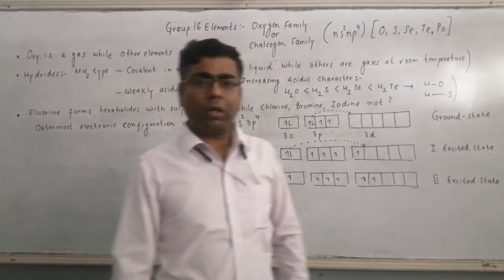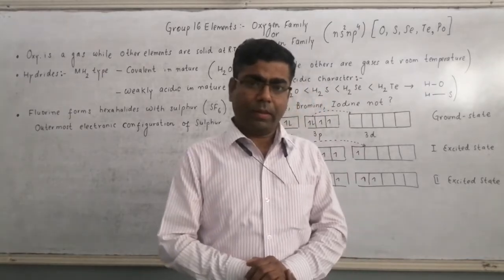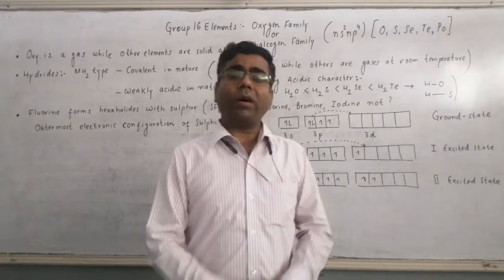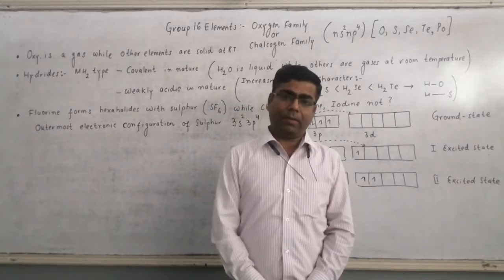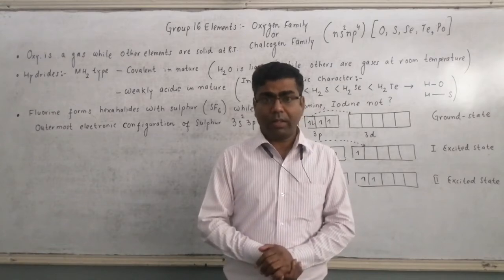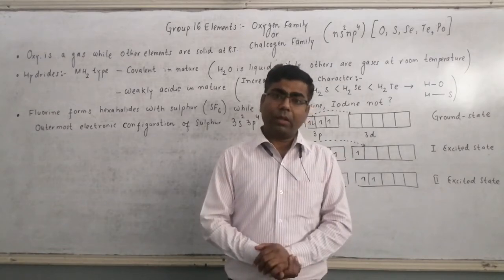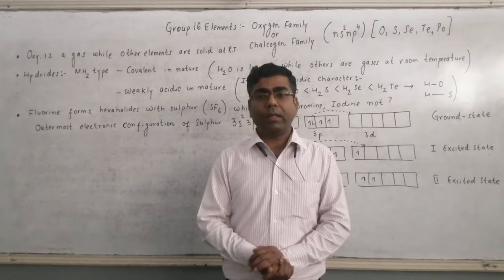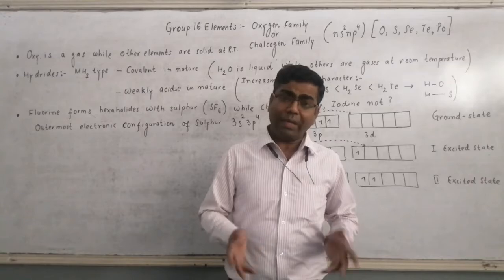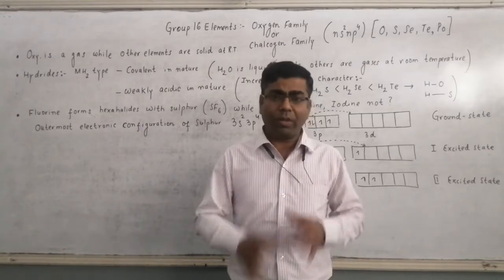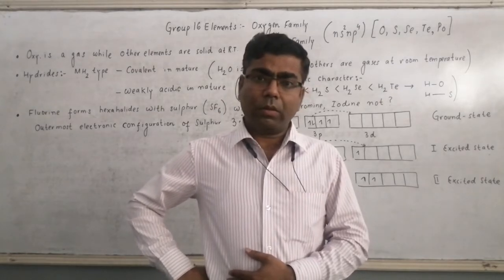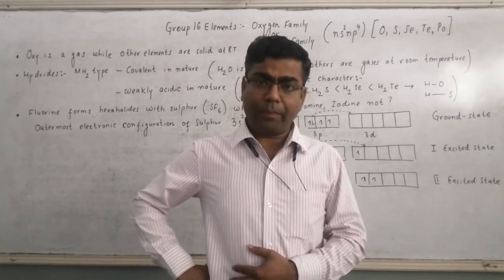Chalcogen stands for ore forming. In most of the ores or in most of the minerals, oxygen atom is present. If we talk about hematite, Fe2O3. If we talk about magnetite, Fe3O4. If we talk about calamine, it is ZnCO3, etc. So in most of the minerals, oxygen atom is present. That's why it is called chalcogen family.